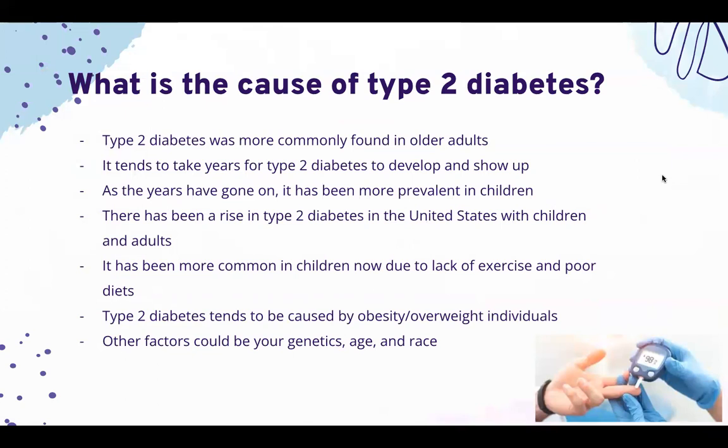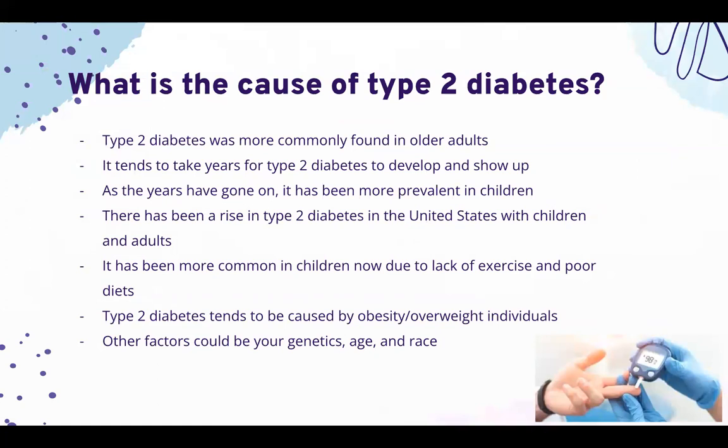So what is the cause of type 2 diabetes? As I was saying, type 2 diabetes was more commonly found in older adults before, but as the years have gone on, more into the 2000s, type 2 diabetes has started to develop more and show up more in children and younger adults, which was not usually the case before. It was usually people in their late 30s. So there's been a rise in the United States with children and adults.